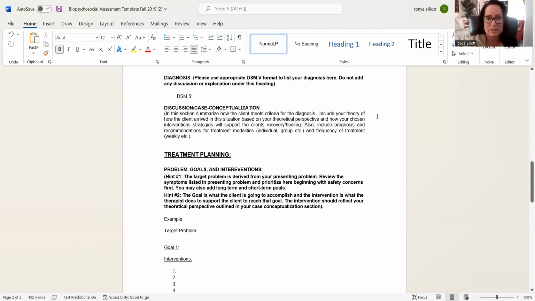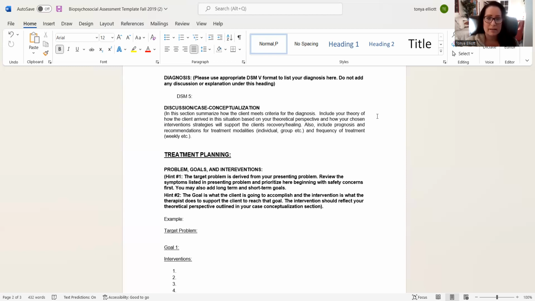Okay, so then we have the diagnosis section. Please use the appropriate DSM format here, and then case discussion, case conceptualization. There are two pieces to discussion and case conceptualization. In some biopsychosocial assessments, they ask for a justification. So part of the case conceptualization would be to justify why you gave this diagnosis. This is where I'm saying go back to the presenting problem and the history of the problem, those first two sections on your biopsychosocial, and make sure that the symptoms you've listed in the presenting problem match the criteria for the diagnosis. If they don't, you need to go back to doing your differential diagnosis.